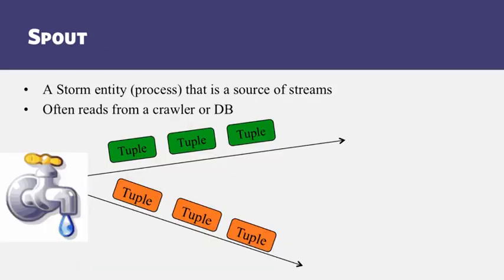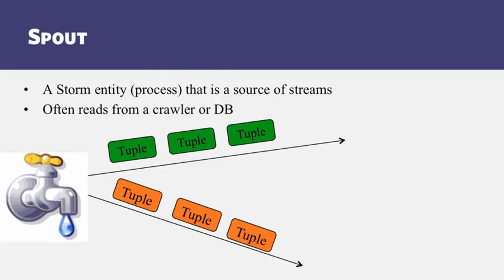Well, who generates these tuples? The process or entity that generates these tuples is known as the spout in Storm. A spout is the source of streams. Often the spout reads from a crawler or from a database. For instance, it might be reading from a database, in the case of Twitter, the database that contains the actual tweets that are being posted. Or in the case of a web analytics application, it might be reading from a crawler that is crawling the proxy logs of a particular web page.